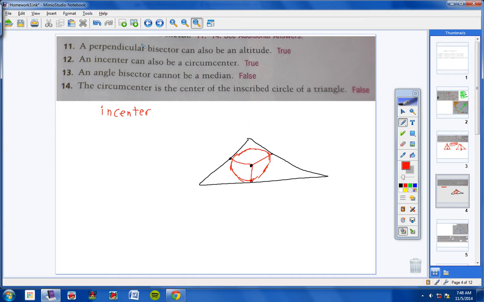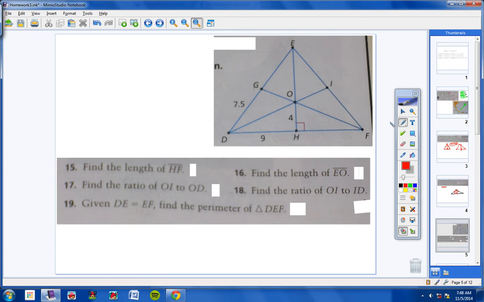All right, number 15 through 19. Here we go. Okay, let's go through and do this, guys. In the directions, they give you some different information here, and they tell you that O here is the centroid. Okay, now remember, a centroid is where the medians intersect. So if this is the centroid, then I know that this is a median, this is a median, and this is a median.